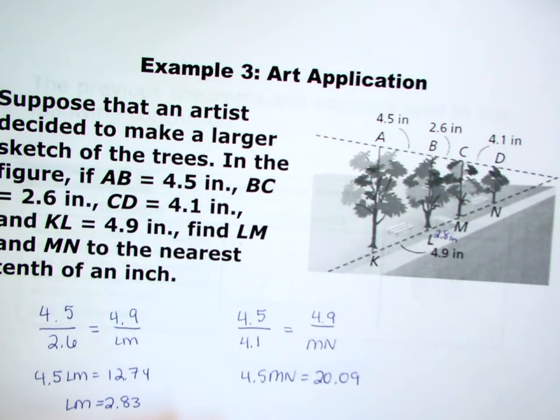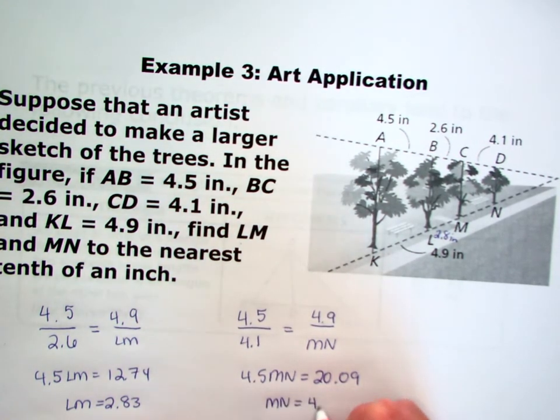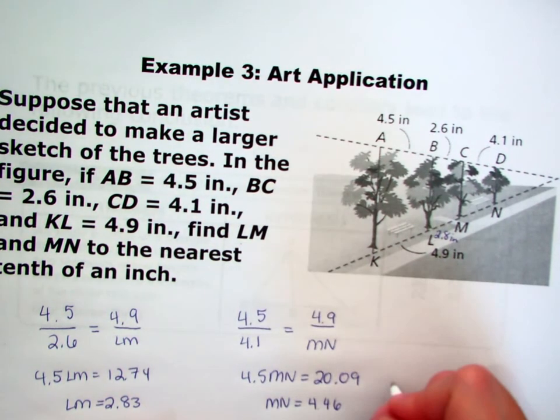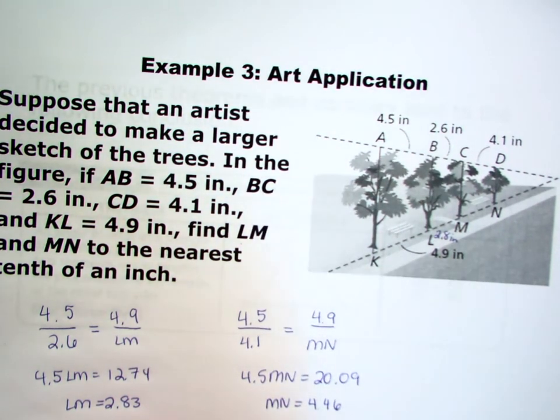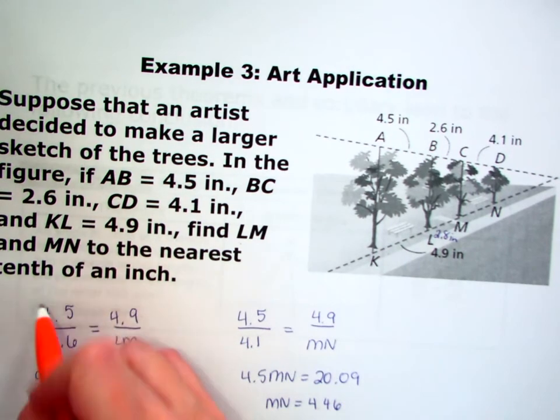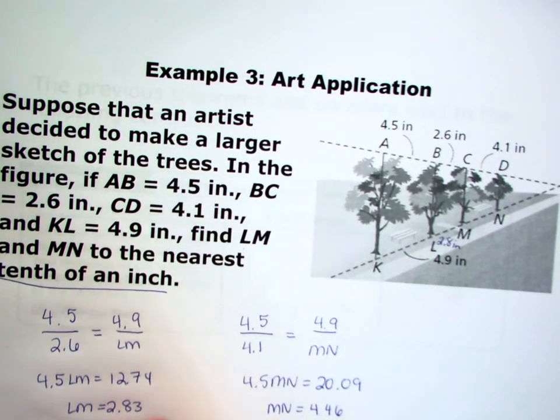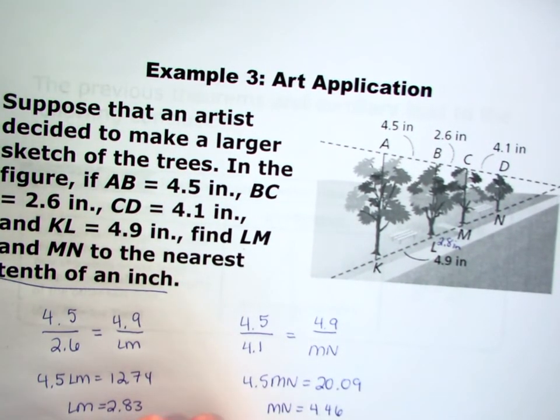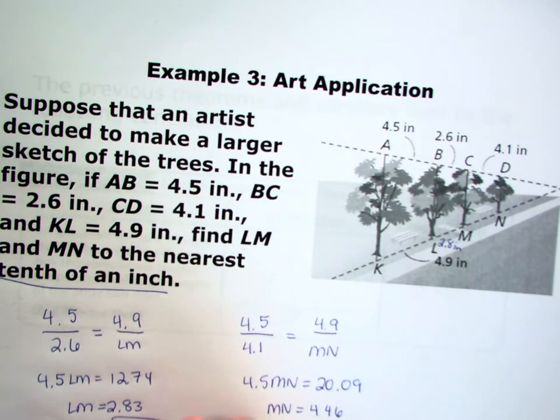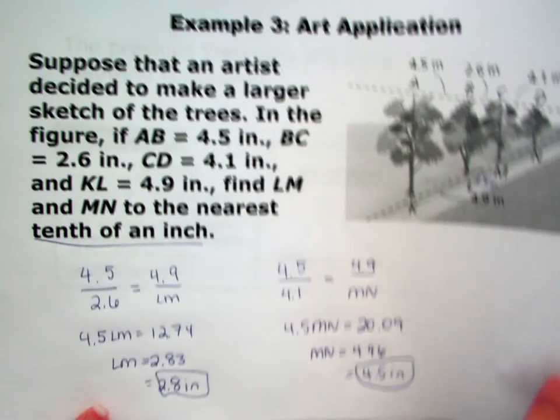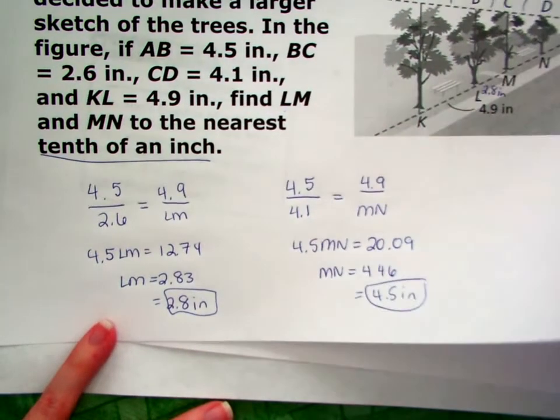Then we divide both sides by 4.5, and we get that MN is about 4.46, or if we round it, it's going to be about 4.5. And that will give us, oh, you know what, here it is, to the nearest tenth of an inch. So now we're going to go ahead and change these both. 2.8 inches, and then this one is going to equal 4.5 inches. There they are. And I'm sorry if you didn't see all that because I had it down.